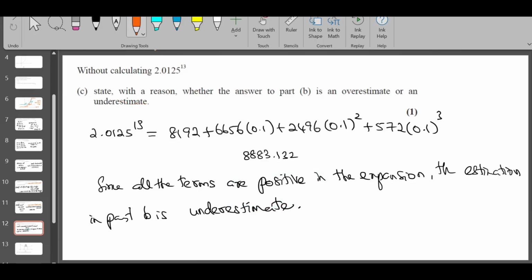So you need to mention the reason that all the terms are positive. So the estimate we have here is an underestimate.